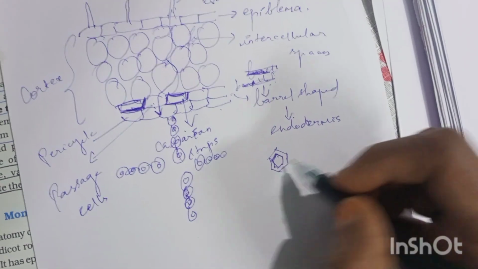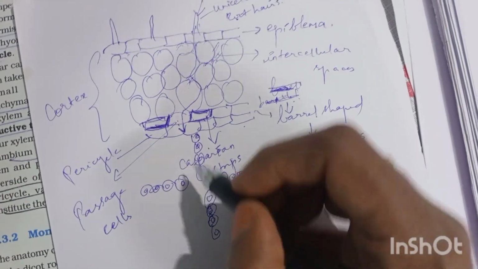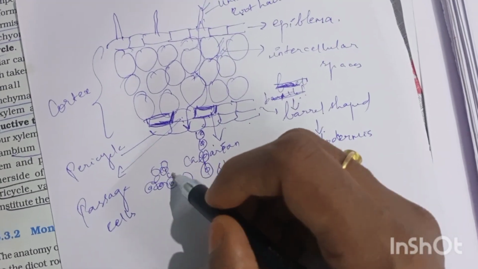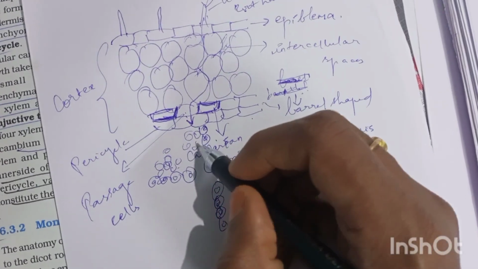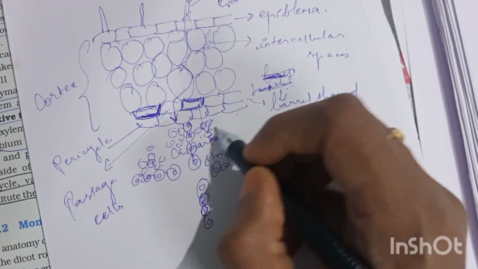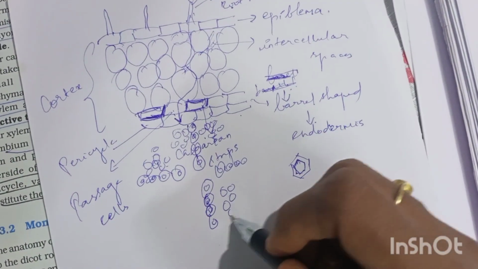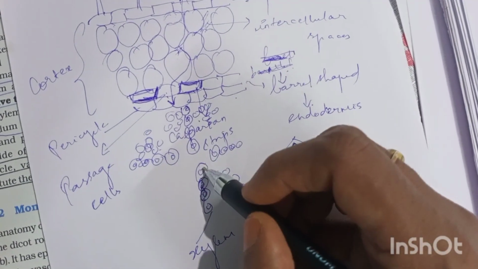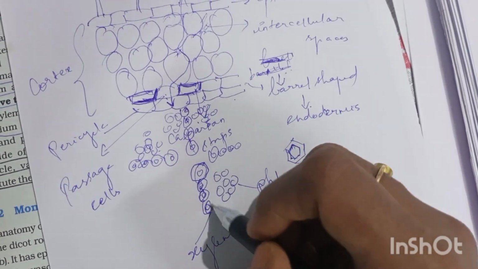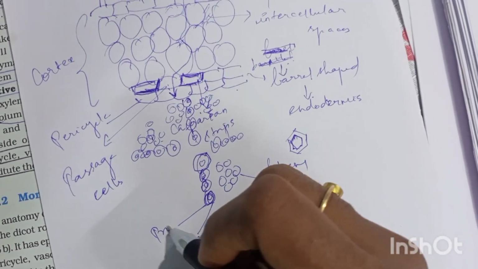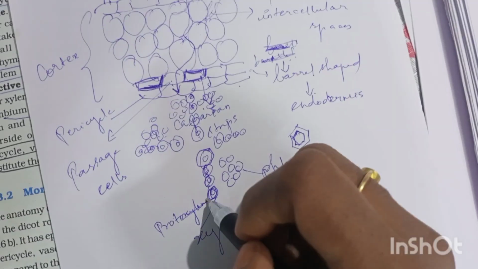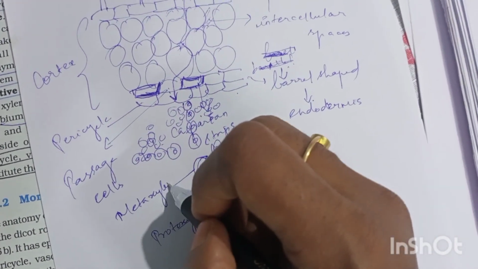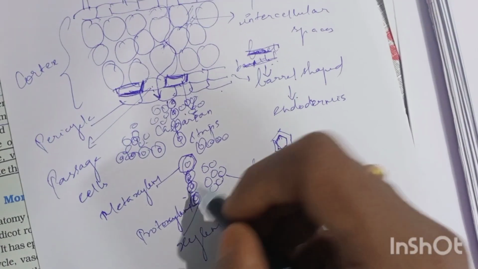two layered, and phloem will occur as patches alongside xylem. So this is the xylem and this is phloem. In xylem you can see here it will be a big one, here it will be a small one. So it has two names. The smaller xylem is known as protoxylem, and the bigger one is known as metaxylem, and phloem will occur as patches alongside xylem.